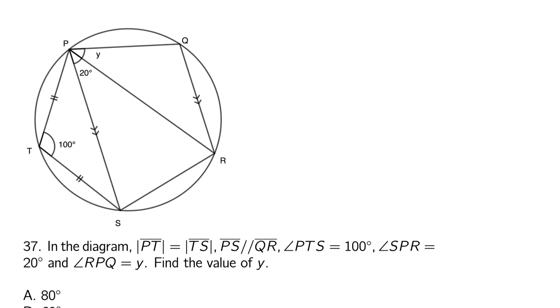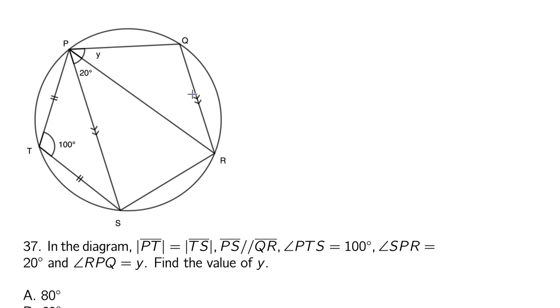The next problem is 37. We have this diagram, PT equals TS, so this is an isosceles triangle, and then you have PS parallel to QR, that's indicated. You have PTS is 100 degrees, that's there. SPR equals 20 degrees, that's there. RPQ is Y. Y is what we want to find.